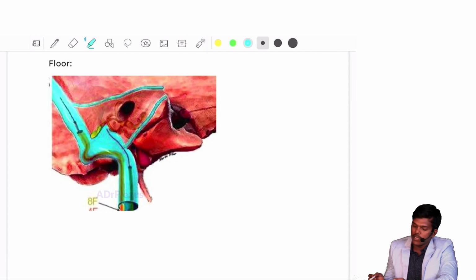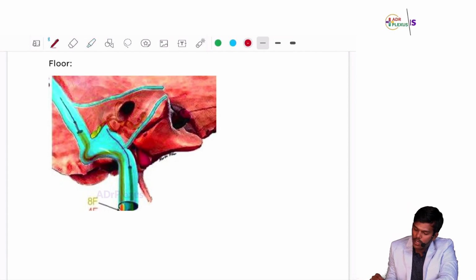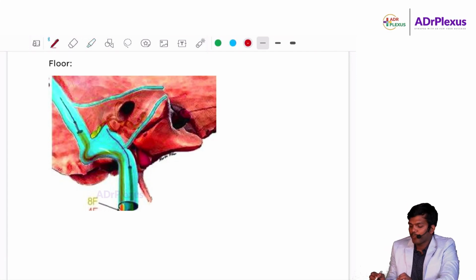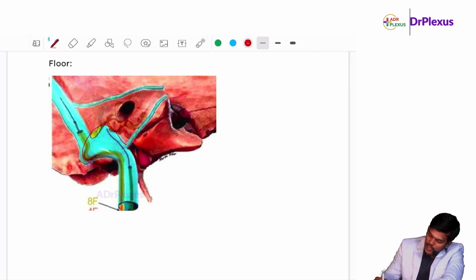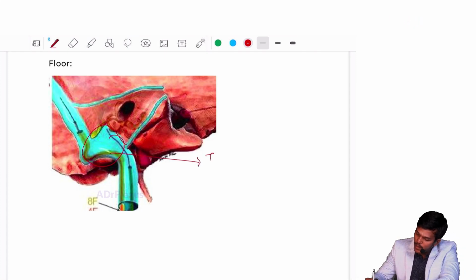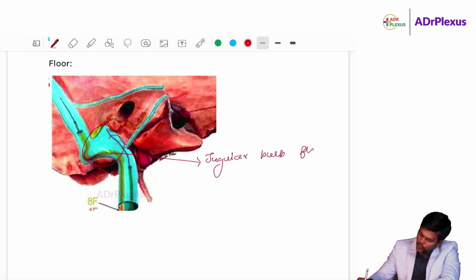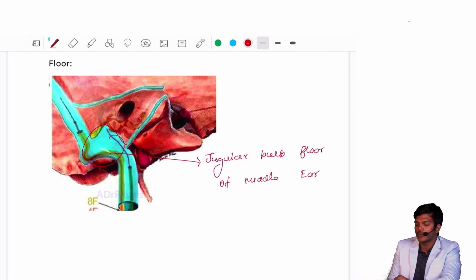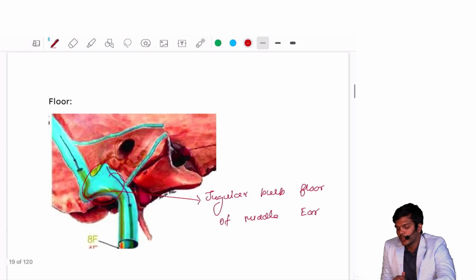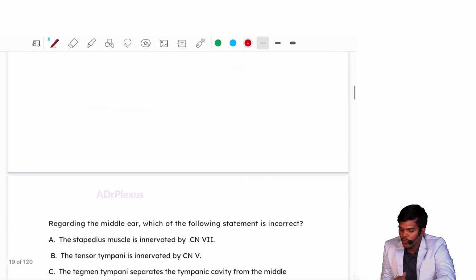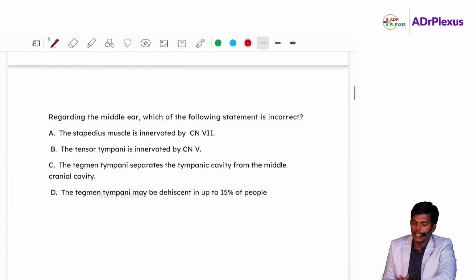Now the floor of the middle ear. For you to understand that, you need to know about the relation of the jugular vein. The jugular vein will form a bulb-like structure called the jugular bulb at the floor of the middle ear. Clear? Yes. So that completes the floor of the middle ear.